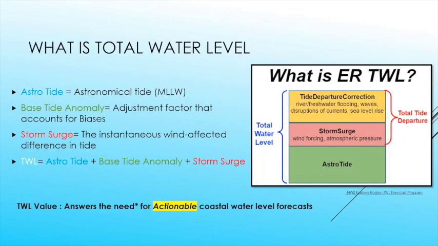So you might be asking yourself, what is total water level? Essentially it's the sum of your astronomical tide, a base tide anomaly, which is an adjustment factor that accounts for multiple biases, in addition to storm surge, which is defined as the instantaneous wind affected difference in tide.